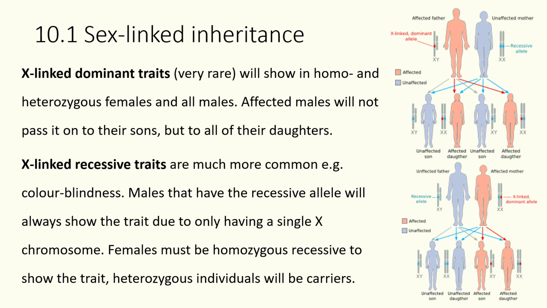But they will pass it on to all of their daughters because they're donating an X to all of their daughters. X-linked recessive traits are much more common, and males often are more likely to get these traits because they only need one of that trait for it to be expressed, okay? So they only need one X, which they could inherit from their mother, which will carry the trait.